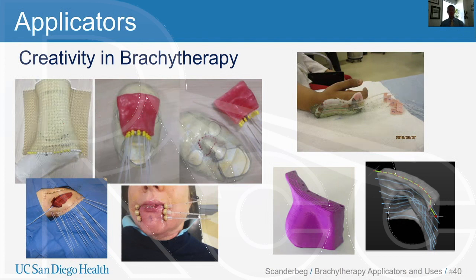So it's important to remember that we have a lot of tools at our disposal, and we can use our ingenuity to come up with unique treatment options for unique patients with their own anatomy. So every patient is a little different. We should think a little differently about each one and try to offer the best treatment option for them.